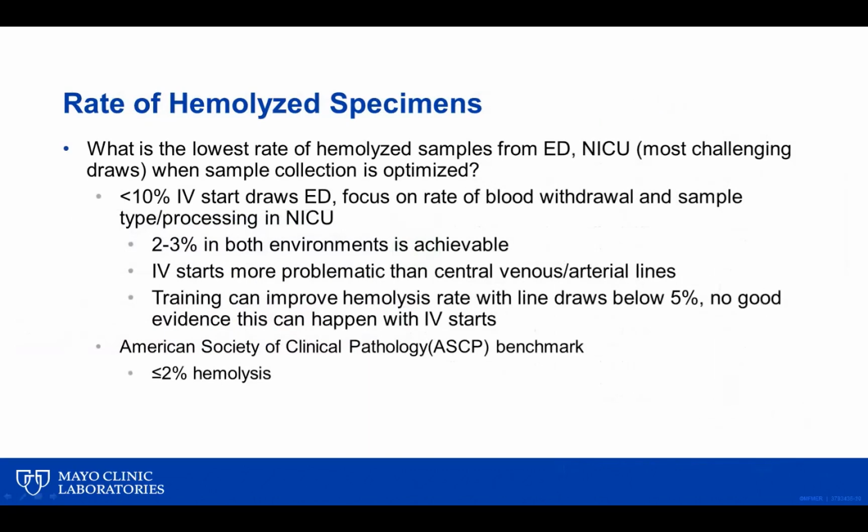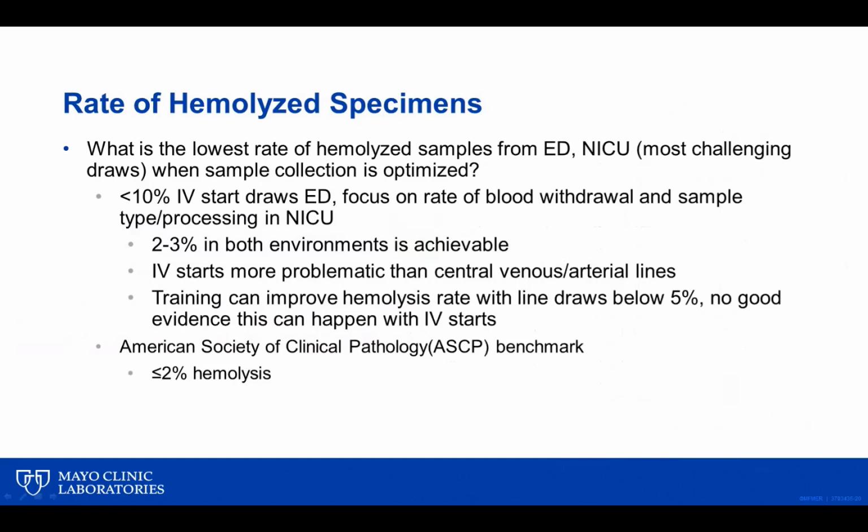So as far as the rate of hemolyzed specimens, what is the lowest rate of hemolyzed samples that you would get from the ED and NICU, which are obviously typically the most challenging draws, when sample collection is optimized? That means less than 10% IV start draws in the ED, really focusing on the rate of blood withdrawal and sample type processing in the NICU. And we find that 2 to 3% in both environments is achievable.